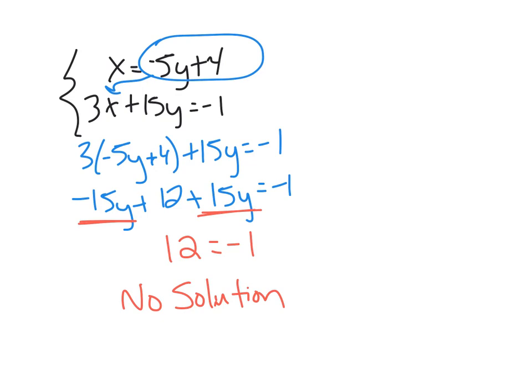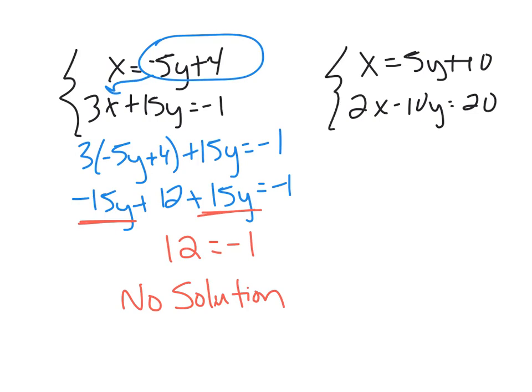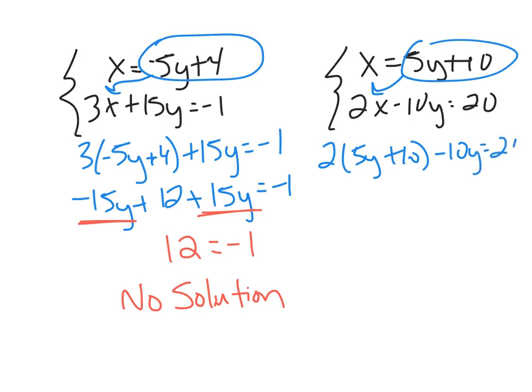Okay, so if we look at one other example, so let's say we've got x equals 5y plus 10, 2x minus 10y equals 20. Okay, so just like I did on that last one, I'm going to go ahead and substitute, and I'm doing this quickly because I'm trying to get to the end. Okay, I'm going to distribute that 2. That's going to be 10y plus 20 minus 10y equals 20.